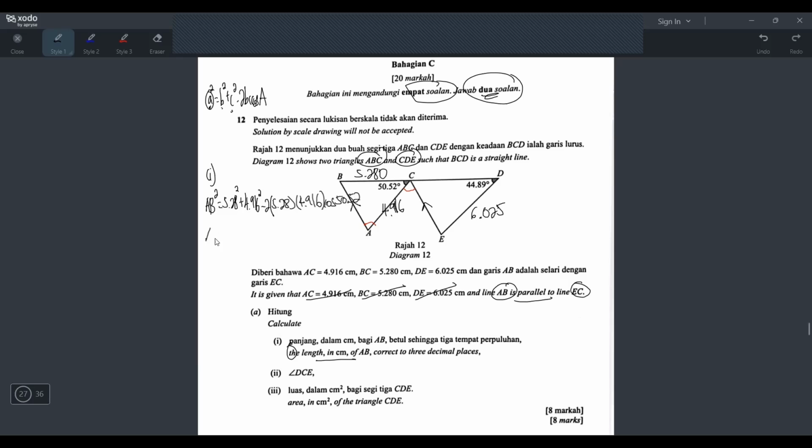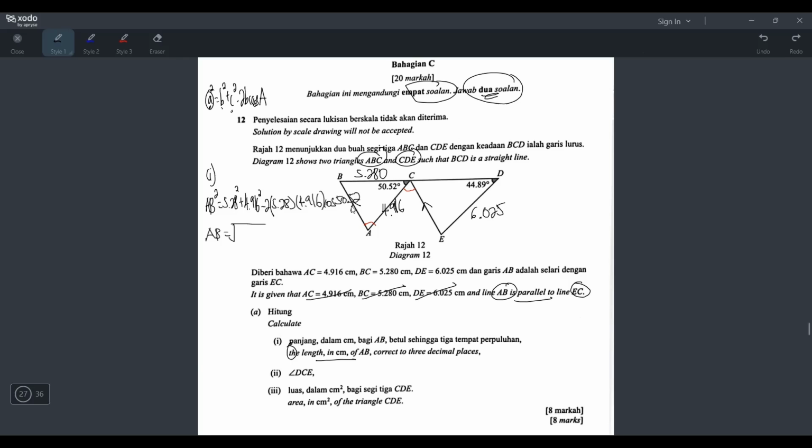Okay, now it's time to press the calculator. And when you press, you don't have to press one by one. You straight away key in all of this, right? But there will be a square root here, because this square root comes from this square when you move it over. So you have to key in from here until here inside the calculator. So 5.28 squared plus 4.916 squared minus 2 bracket 5.28 close bracket open bracket 4.916 close bracket cos 50.52 degrees.